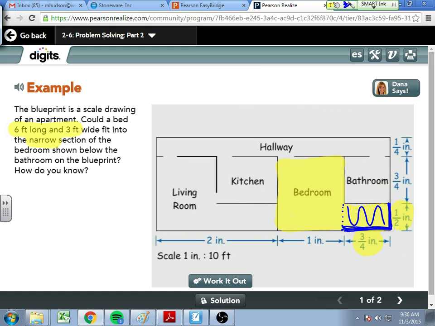I want you guys to try to solve this. You have this scale to work from. 1 inch is equal to 10 feet.